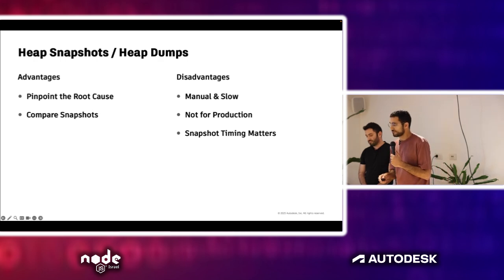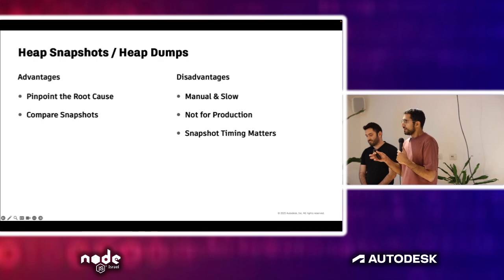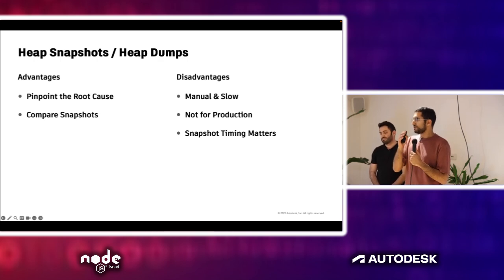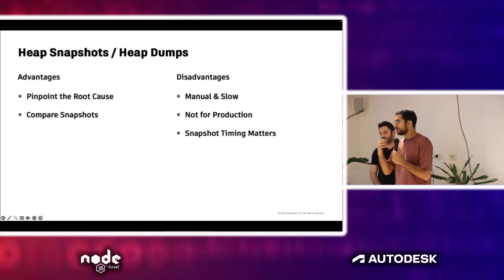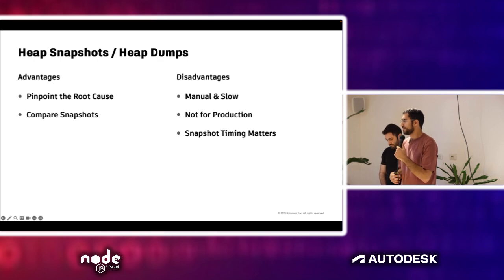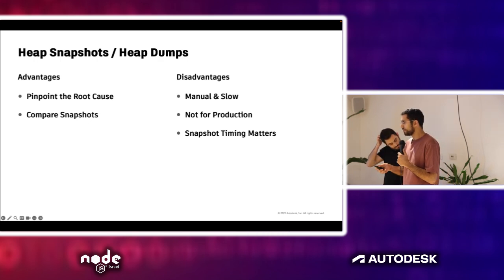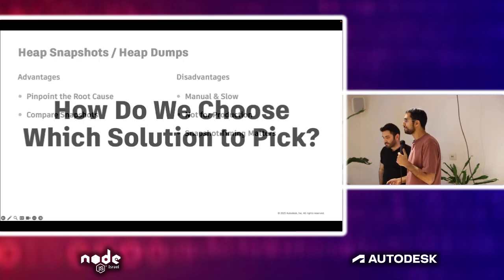It's extremely manual and slow, meaning that we need to take the snapshot by ourselves. And by slow, it means that you can't use it in production so easily, because when you take the snapshot, there is a pause of the application, and then the application comes back. So it's not ready for production. And the final disadvantage is that the timing of the snapshot really matters. If we take it, for example, at the wrong time, we'll have pretty much useless data.